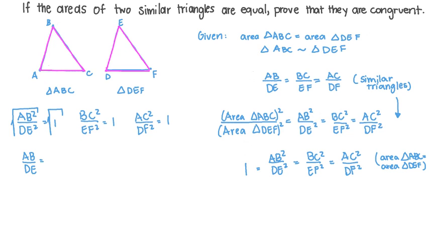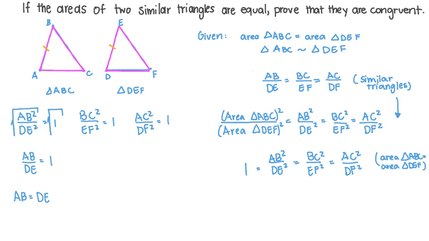On the left, we have AB over DE, and on the right, we still have 1. The square root of 1 is 1. If the ratio of AB to DE equals 1, then side length AB must be equal to side length DE. That's the only way they can have a ratio of 1. We've now proven that side length AB is equal in length to side length DE.